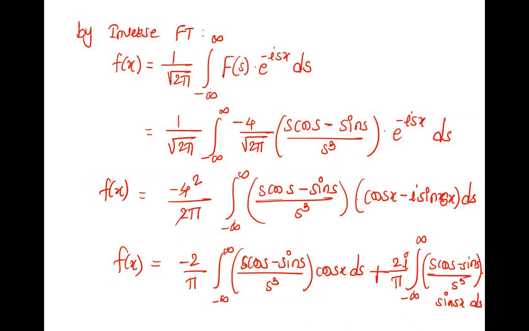We'll check this. If we replace s by minus s, what will happen? So minus s cos minus s minus sin minus s in the numerator. Cos of minus s is cos s, and sin of minus s is minus sin s, so minus becomes plus sin s. So here I can take the negative sign out: s cos s minus sin s, but there comes a negative sign.